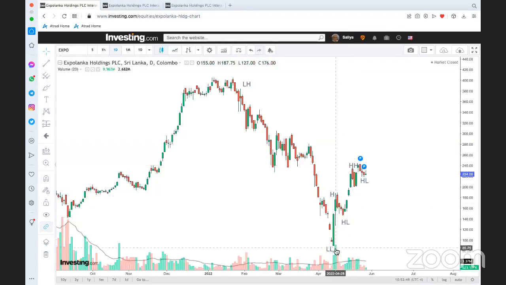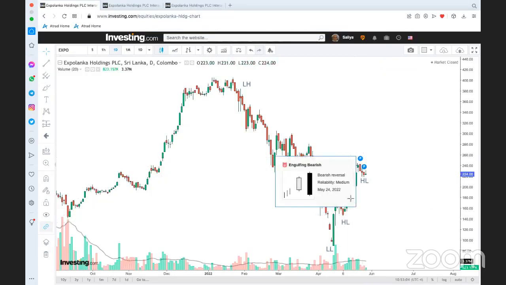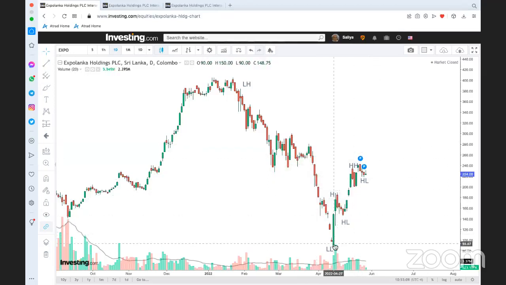So you have a lower low, a high, then an HL, a higher low, then a higher high, then a higher low, right? So at this moment of time, based on the price behavior, the prices have gone into an uptrend. That is the first step.